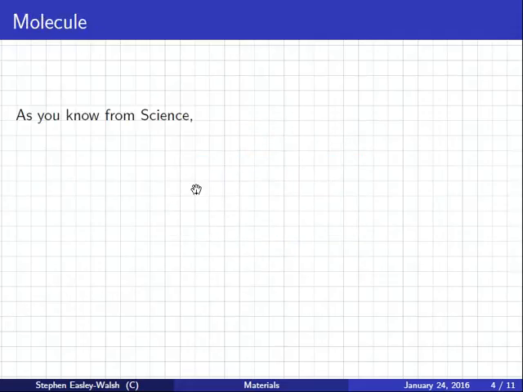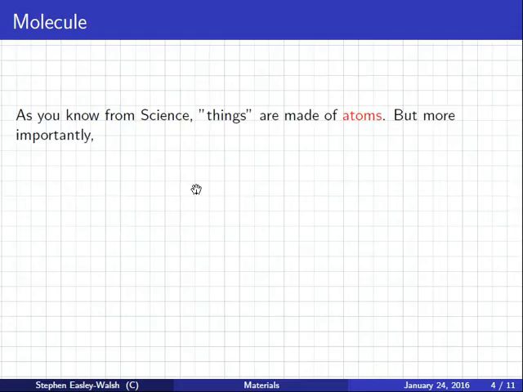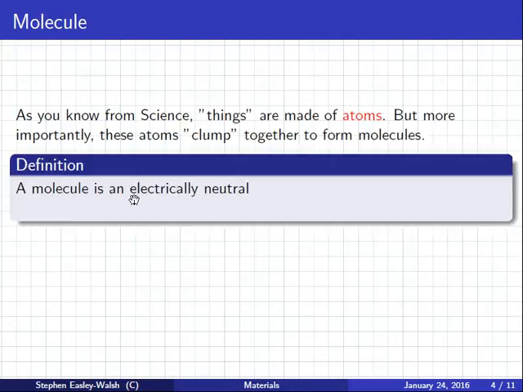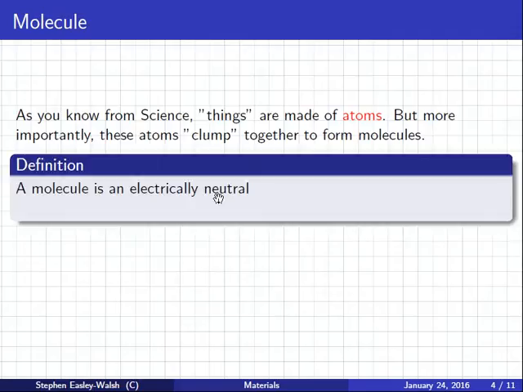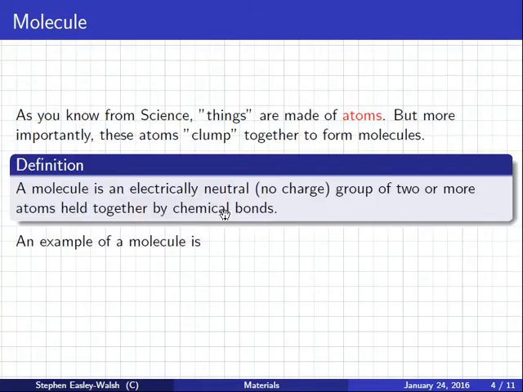So as you know from science, things are made of atoms. You know this. But more importantly, these atoms stick together to form molecules. So, what a molecule is, have you done this before? I'm sure you have. So what's a molecule? A molecule is when more than one atom are chemically bonded. A molecule is an electrically neutral, no charge, group of 2 or more atoms held together by chemical bonds.